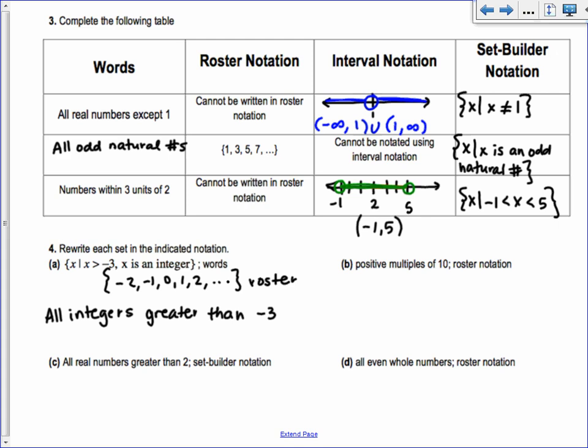So all integers greater than -2. You'd also say all integers greater than or equal to -2. Or you could say all integers starting with -2.